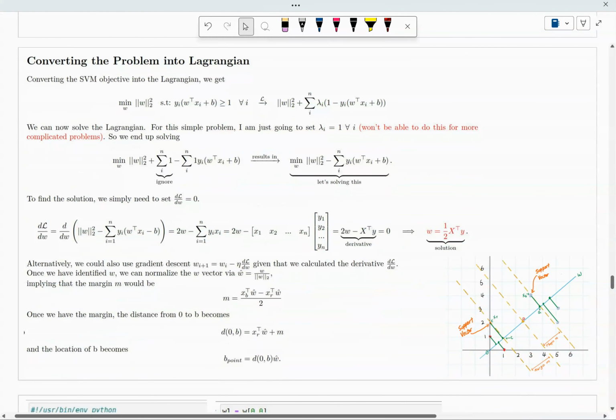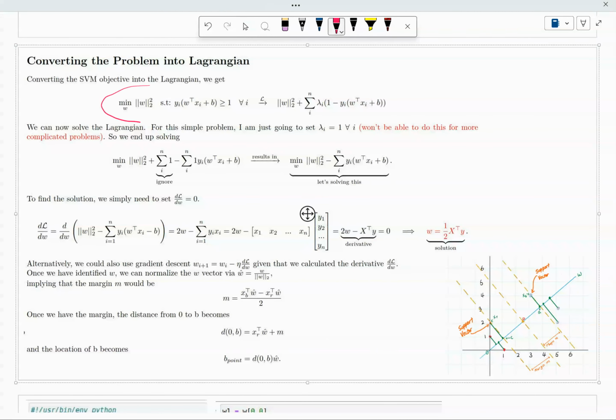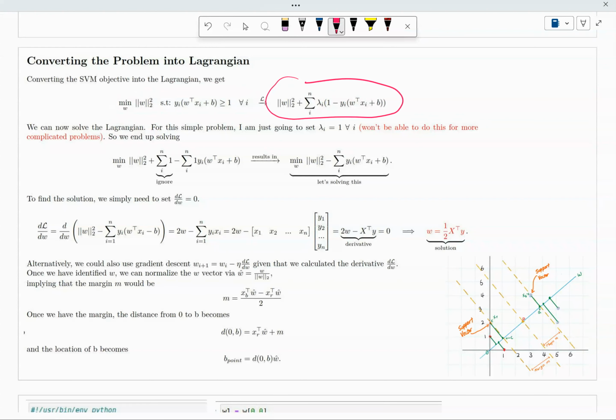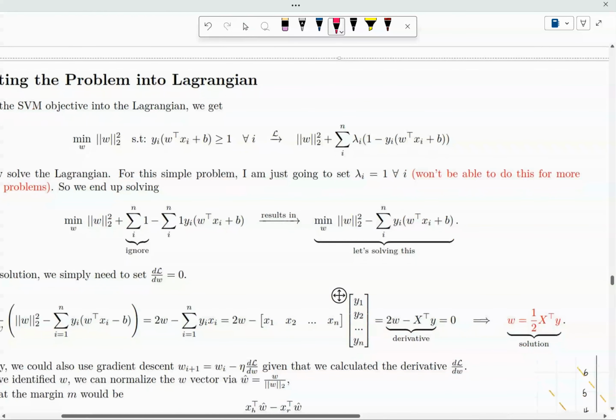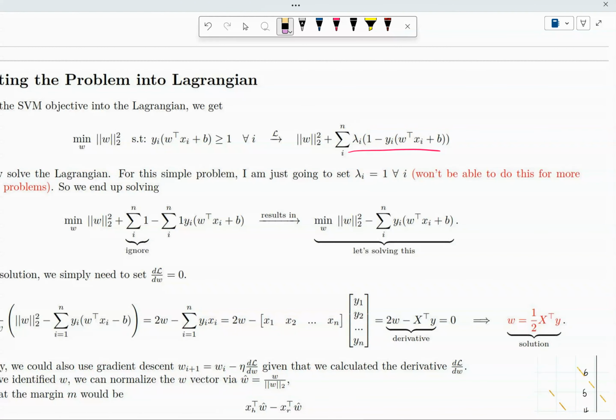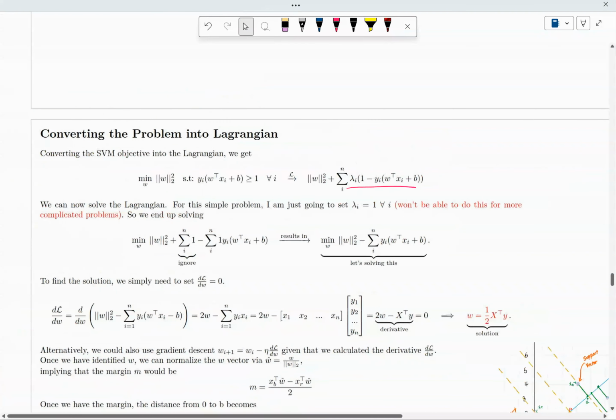Now we want to convert the problem into a Lagrangian. This right here is a constraint optimization. If you turn it into a Lagrangian for every single sample, then you have multiple inequality constraints. I should have used gamma here. Lambda is for equality constraints, but whatever, pretend I used gamma here.